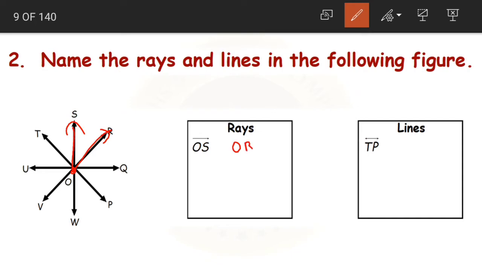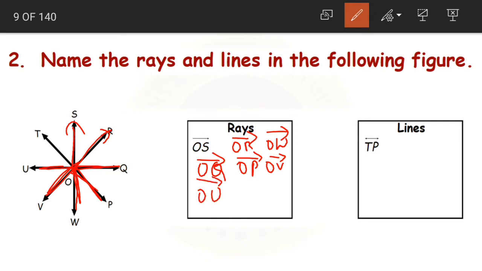OR. Ray OR. Then we have ray OQ. Then we have ray OP. Then we have ray OW. Then we have ray OV. Then we have ray OU. Then we have ray OT. So all these are the rays that are present in the given figure.